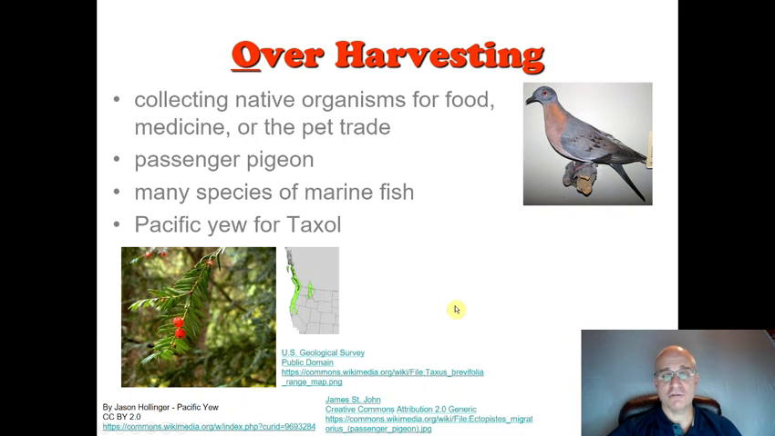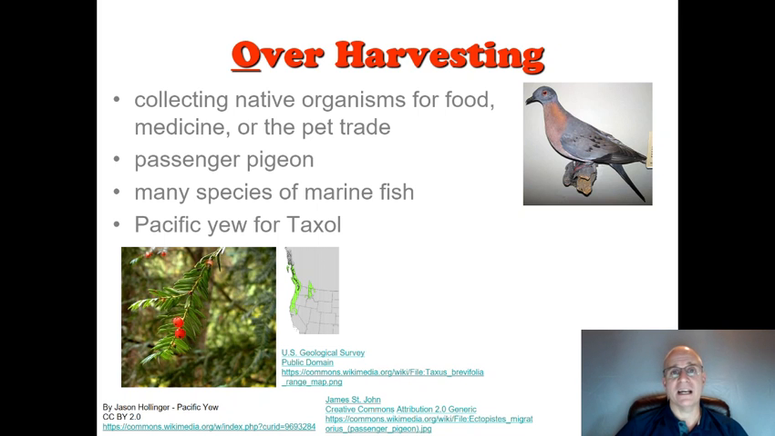It grows as a shrubby bush, and here you can see the distribution in California, Oregon, and Washington State, and then up into Canada. And here's a few in Idaho. So it's not a huge population. But in the early 1990s, it was discovered that a chemical in the Pacific yew called Taxol could be used to treat some forms of breast cancer.